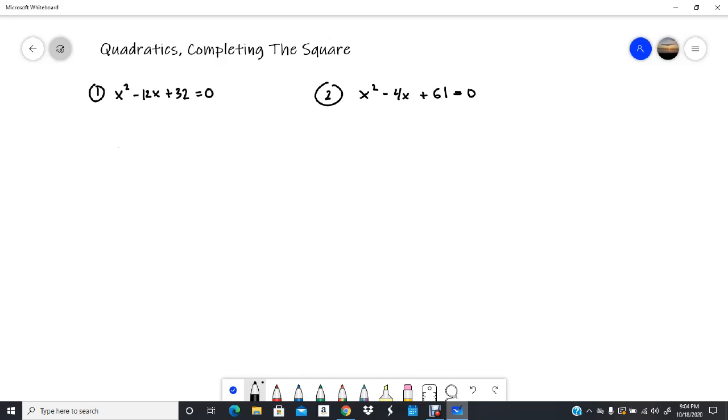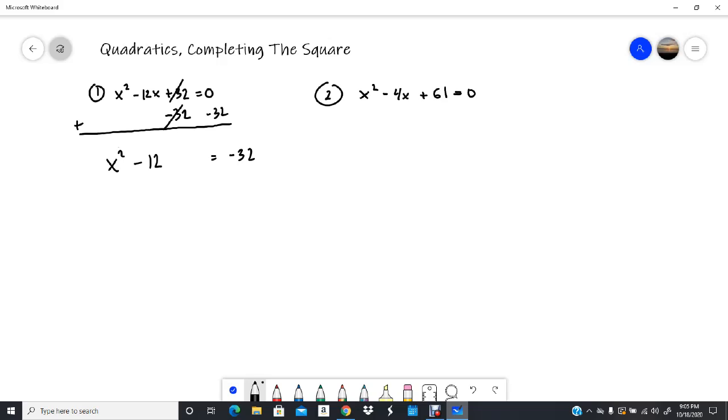The first step that we do is to get rid of the constant towards the other side. So in this particular case, 32 is a constant, we're going to subtract that. After adding top to bottom, we get x squared minus 12x equals negative 32.